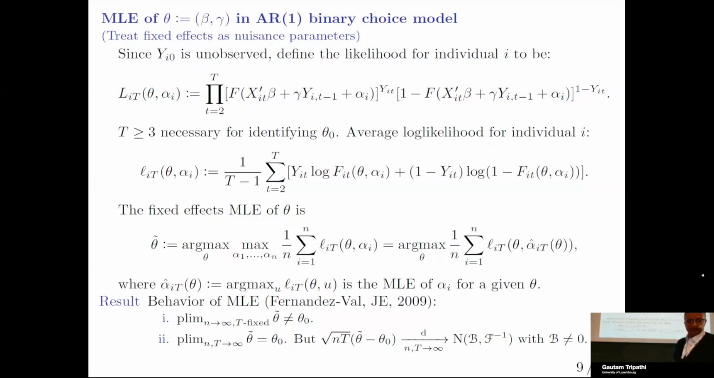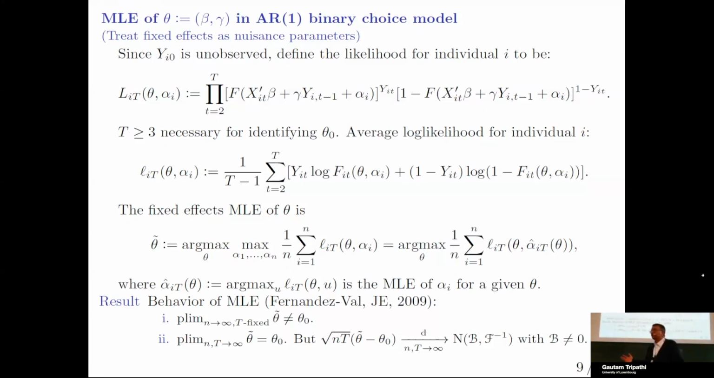in these dynamic models, it can be shown, also in static models, but I'm just giving you the result for the dynamic models here, that if you let n go to infinity and t is fixed, then the MLE is simply not consistent. The p-lim will simply not be theta naught. On the other hand, if you let both n and t go to infinity, the MLE will be consistent. But if you now try and compute its asymptotic distribution, the limiting distribution is asymptotically biased. So you can see that the mean of the distribution is not zero.